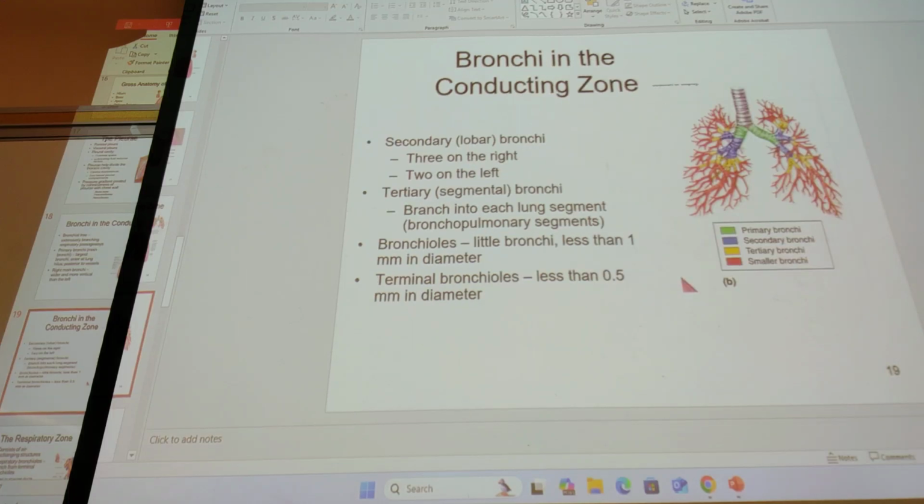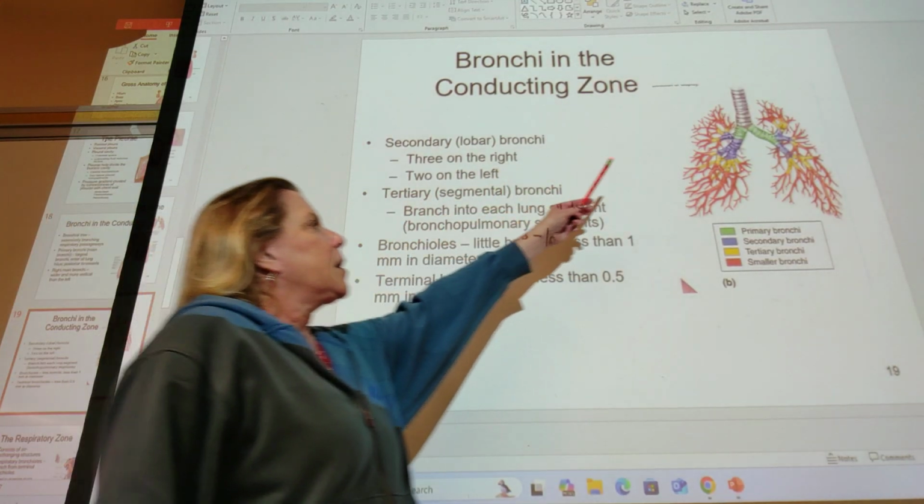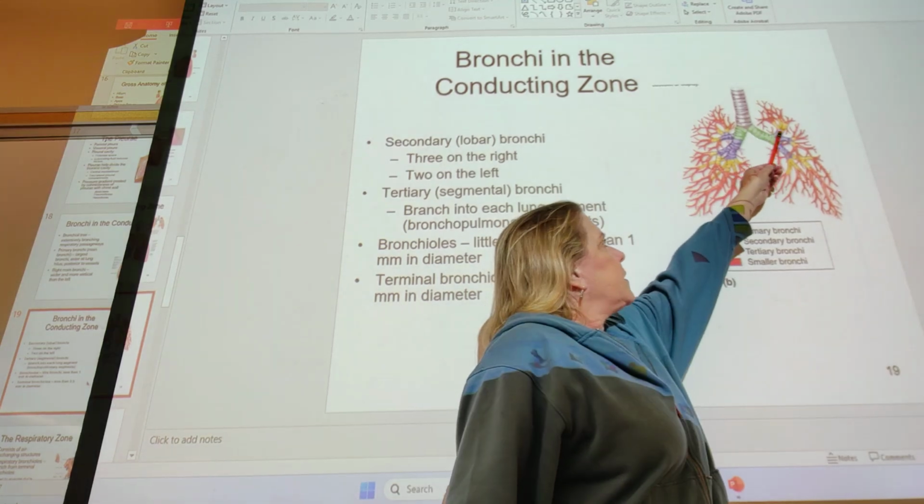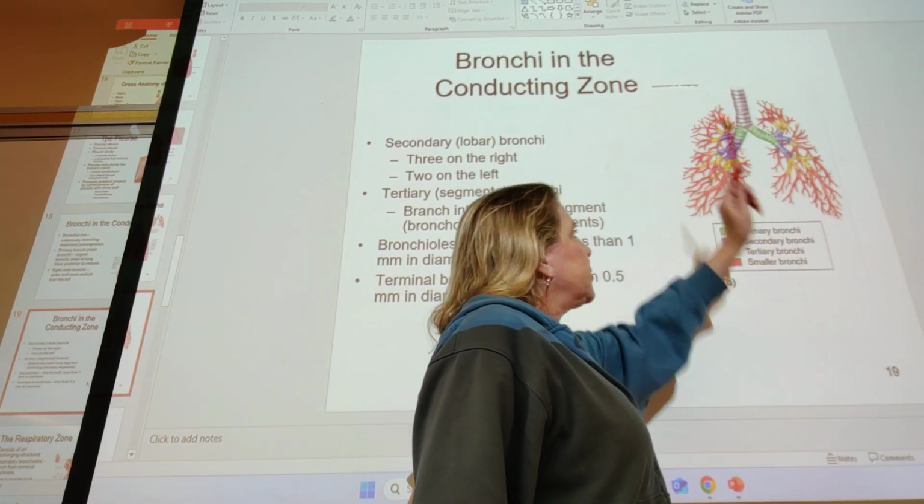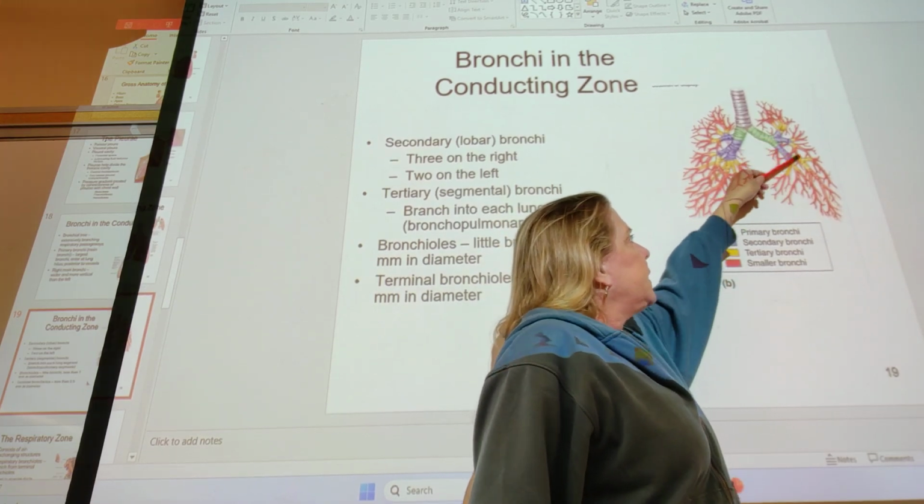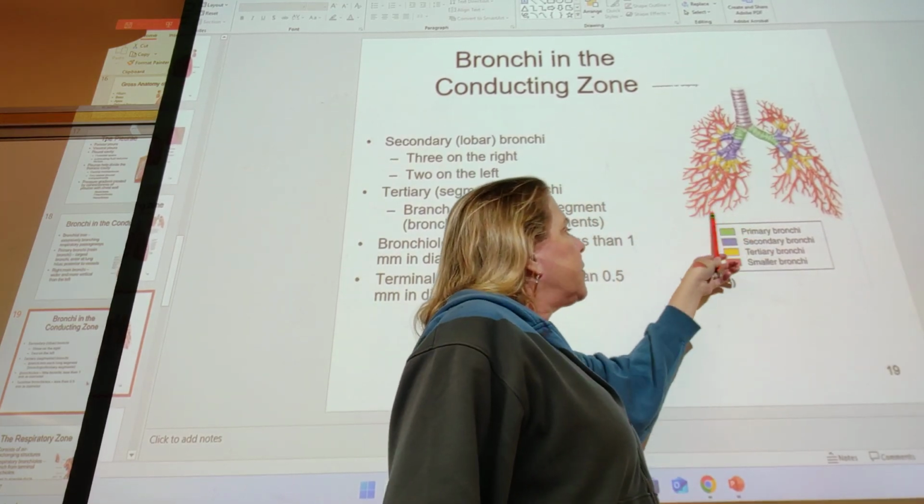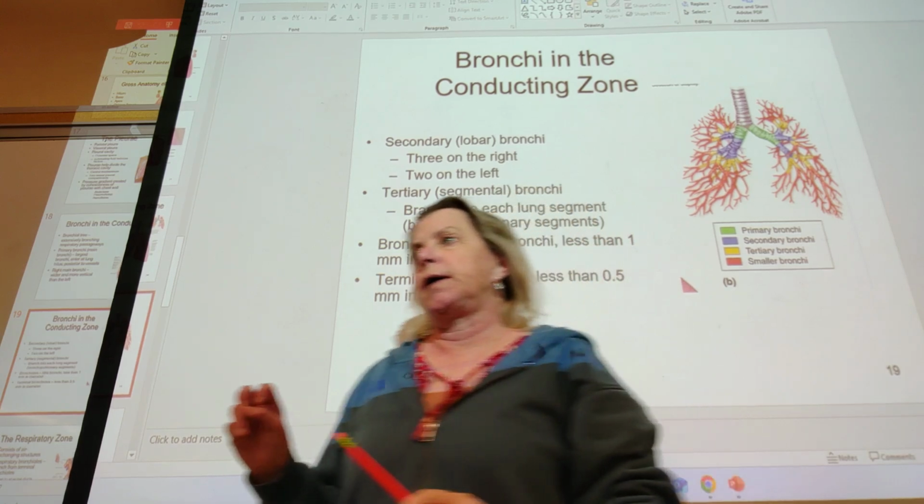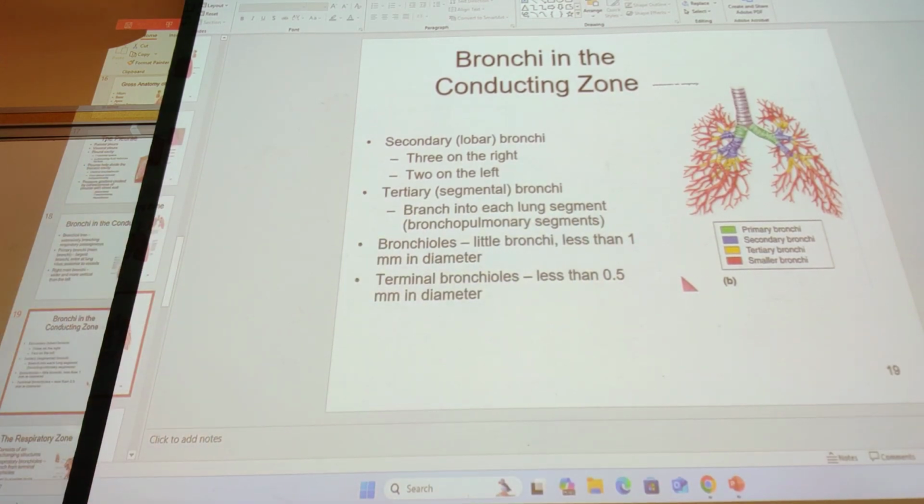Again, we have primary bronchi that branch into secondary bronchi, shown here in this kind of blue purplish color, into tertiary bronchi, shown here in yellow, and then we have, quote, smaller bronchi. And the last part of the conducting zone are the terminal bronchioles.